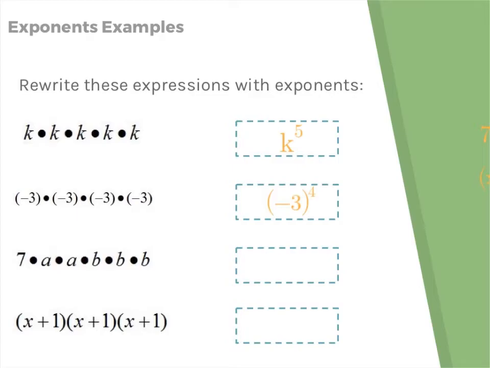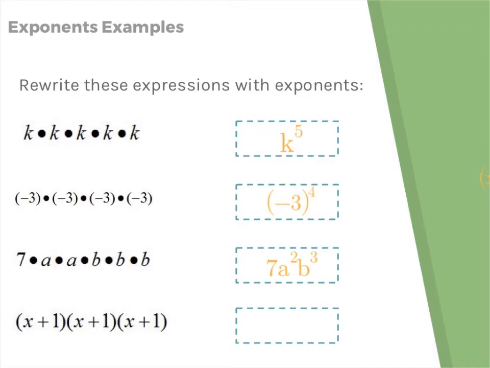The next one, I've got 7 times a times b times b times b. So there's only one 7, so that's not going to have any power there. A, there's 2 of those, so that's going to be a to the 2nd power, or a squared. And b, there are 3 of them, so that's going to be b to the 3rd power, or b cubed. So 7 times a squared for the 2 a's, times b to the 3rd power for the 3 b's. And I'm going to put those all together because they're going to be multiplied. I'm not going to put any addition symbols or subtraction symbols between them. They are going to just be multiplied straight together. So 7 times a squared times b to the 3rd.